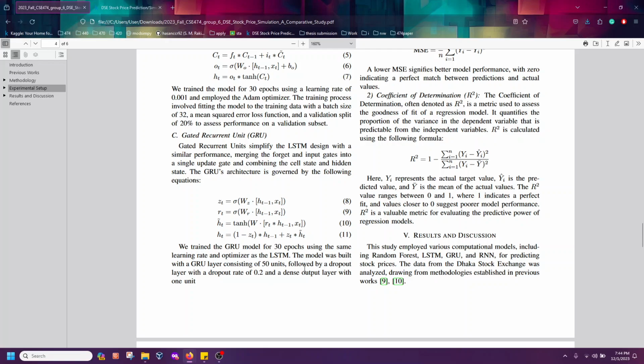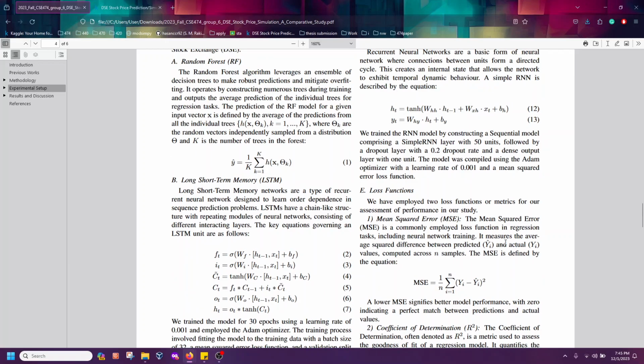We trained the GRU model for 30 epochs, same as the LSTM, and the other parameters were also almost the same as the LSTM. We used a GRU layer consisting of 50 units with a dropout layer with a dropout rate of 0.2 and a dense output layer with 1 unit.